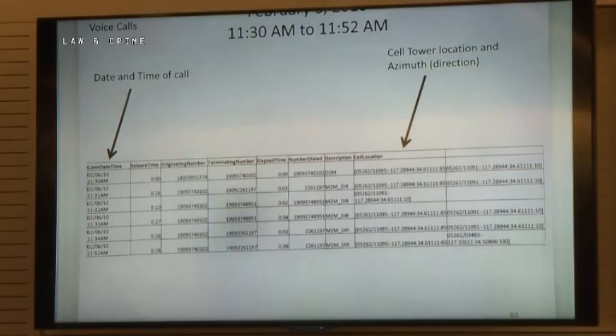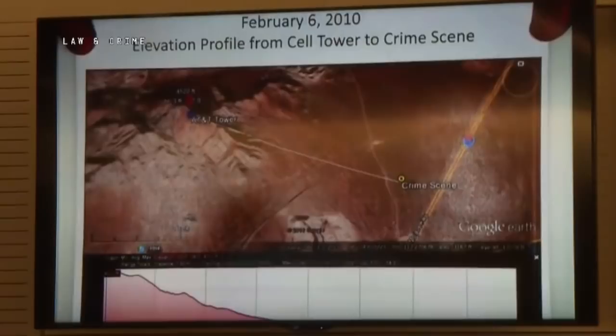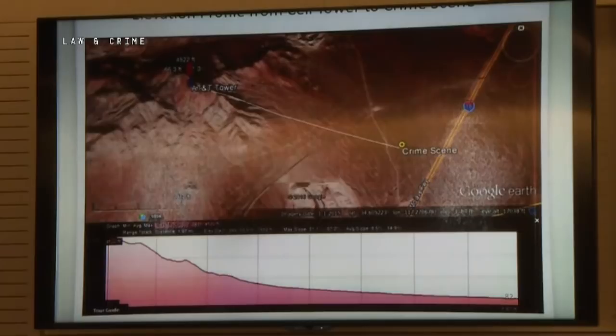So, Exhibit 531, to help explain at least the location of the cell tower, did you pull this data? Yes, that was from Google Earth software. And what was the purpose of developing Exhibit 531? I wanted to see the relation of the cell tower to the crime scene as far as a line of sight, to determine if there were any obstructions or any large hills in the way or anything of that nature.